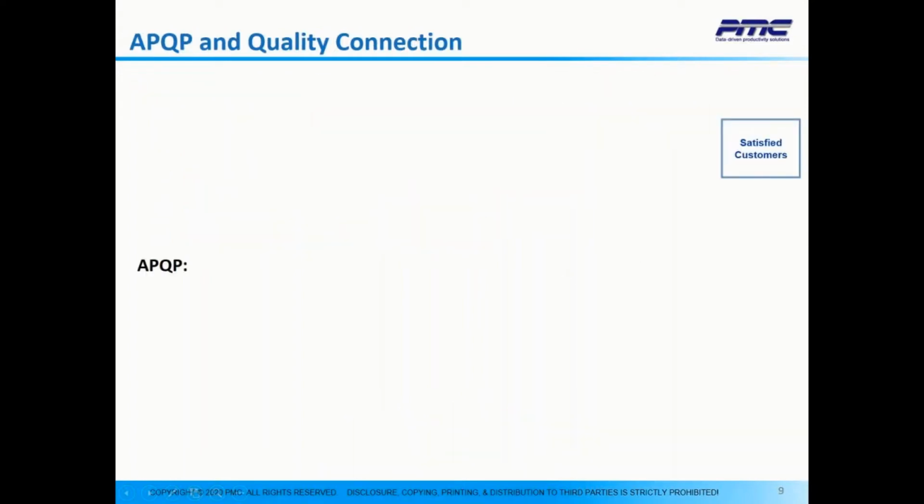Before talking about APQP's connection to quality, let me define what APQP is about. APQP is a structured methodology to proactively mitigate design and process risks. It also ensures that quality products can be produced by a capable production system at the intended production rate. Having said that, APQP begins with the end goal of satisfying our customers.